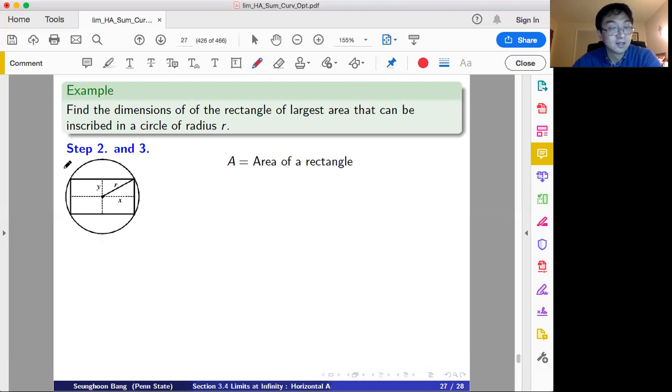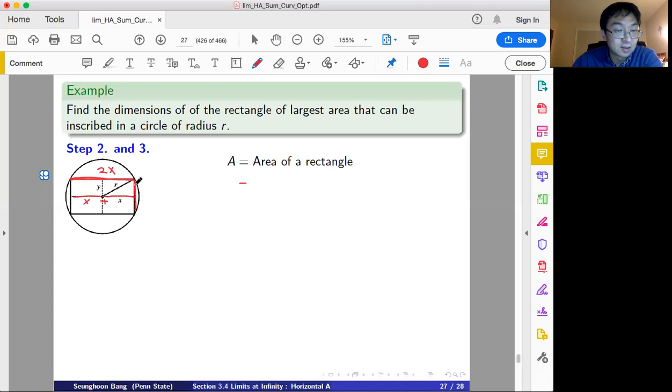So what's A? This whole A is like this. What is the length of this one? This length is x. This is also x. Exactly x plus x, we have 2x.